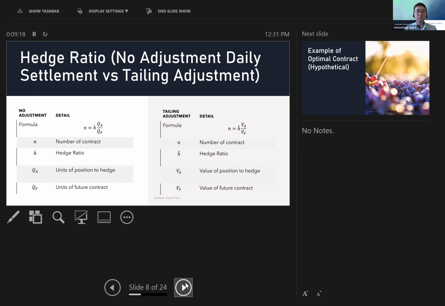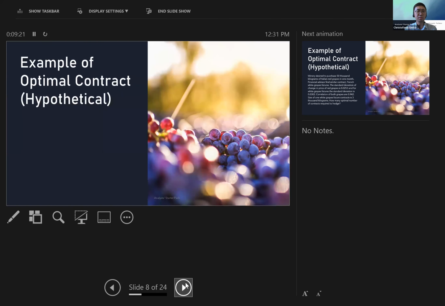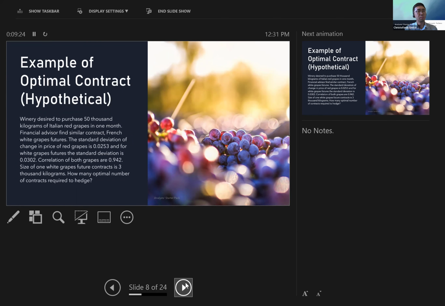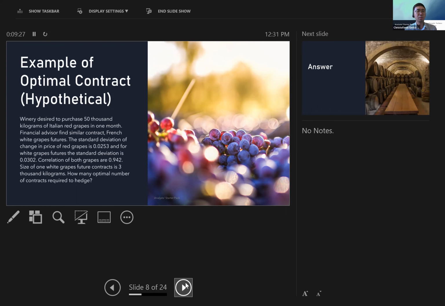So let's go to the example. This example is hypothetical. We just try to calculate this in the sense of real life, but it's just for educational purposes. Let's say a winery desired to purchase 50,000 kilograms of Italian red grapes in 1 month, but a financial advisor says that we don't have a futures contract for Italian red grapes, but instead we have French white grape futures. So okay, we can use it, but what do you need?